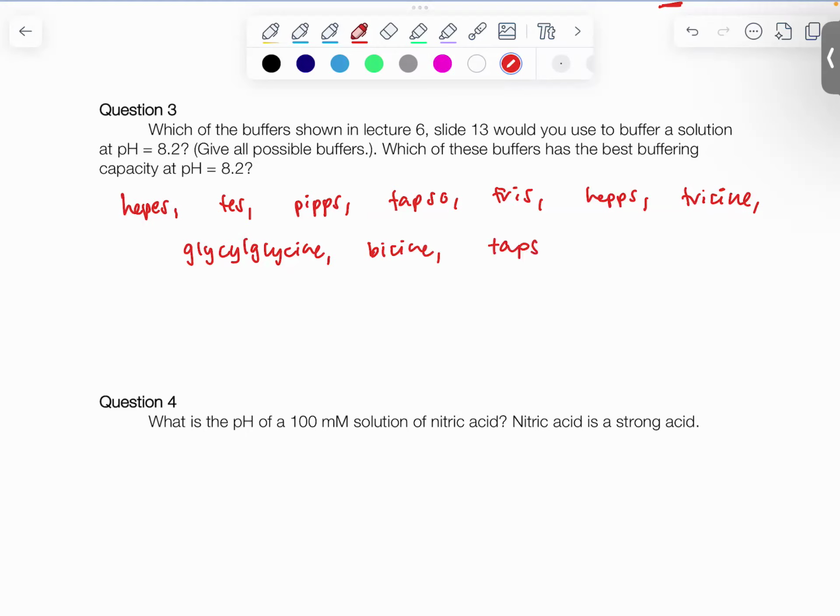Which would have the best buffering capacity at 8.2? Why would this one have the best? Because its pK is 8.25. Lysine is a close second at 8.26.